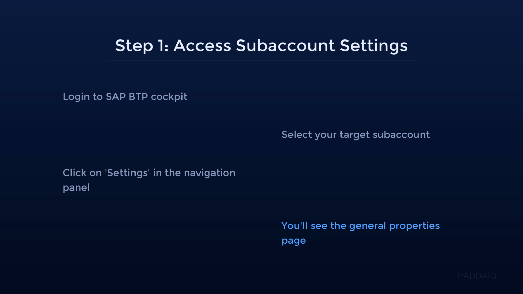You'll see the General Properties page. This is the main overview screen for your subaccount, showing its core details and status. For instance, when you first open your development project space, this page displays its name, description, and region. This central view helps you quickly confirm your environment's basic configuration.